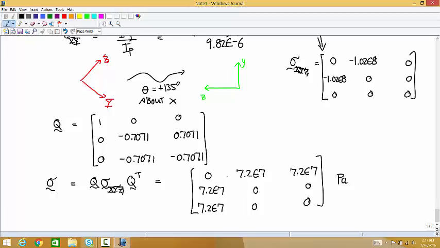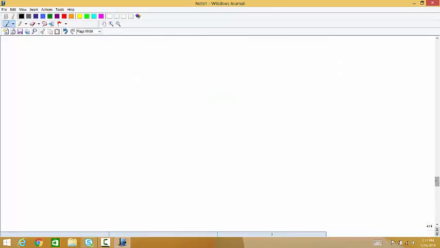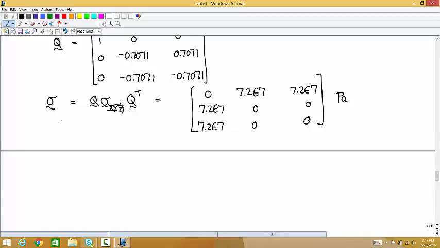Okay, so that's how to calculate the stress due to torsion for a circular cross-section. We can also do it for thin-walled tubes. And the rule of thumb that I saw in some textbook once.